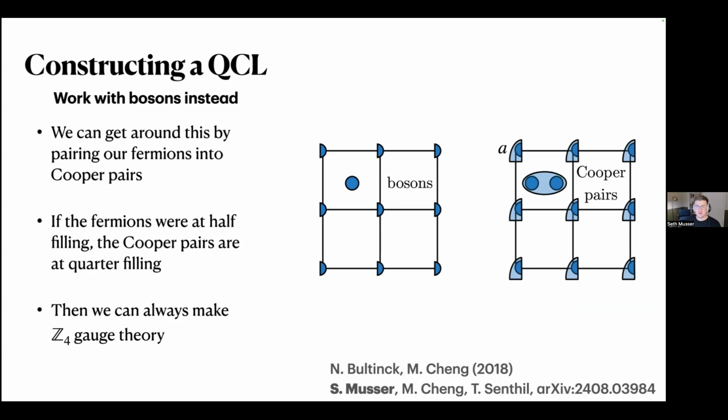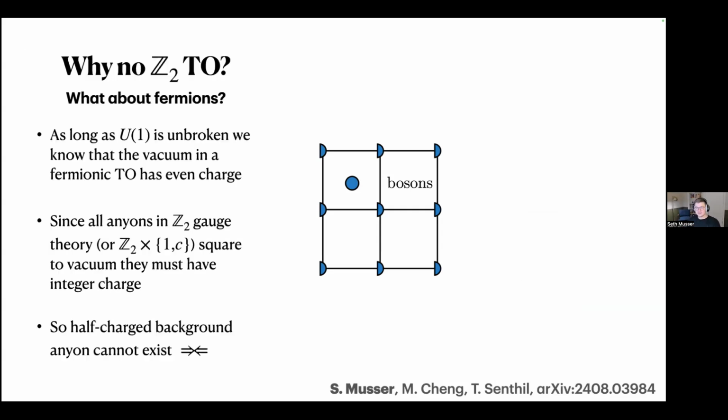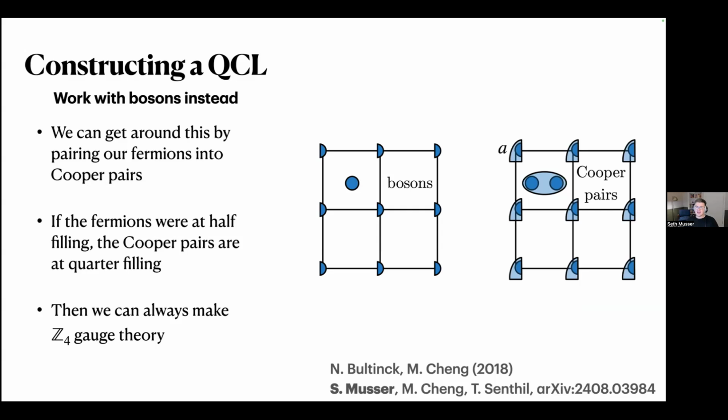Yeah, okay. So yeah, let's think about constructing the quantum charge liquid. We have this issue with the fermion parity, and so let's just basically sweep it under the rug by pairing our fermions into Cooper pairs. And if the fermions are at half filling, the Cooper pairs are at quarter filling. And again, I'd like to show pictures to hopefully make things obvious. But let's say I take a Cooper pair and I want to put half of a fermion on each site. You can see that that'll be a quarter of a Cooper pair.